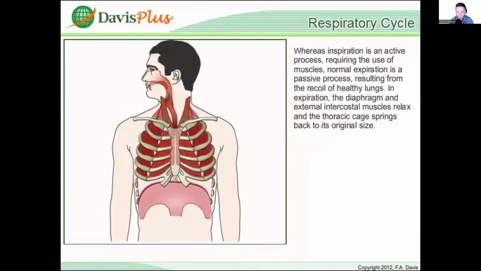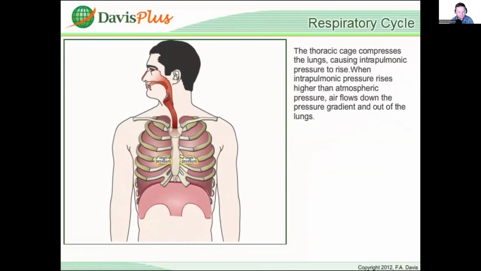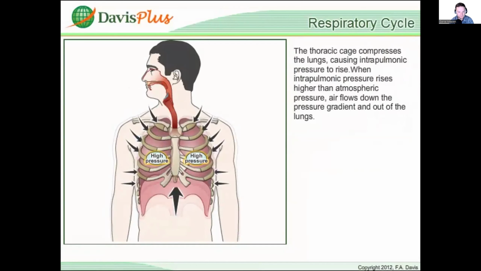Whereas inspiration is an active process requiring the use of muscles, normal expiration is a passive process resulting from the recoil of healthy lungs. In expiration, the diaphragm and external intercostal muscles relax, and the thoracic cage springs back to its original size. The thoracic cage compresses the lungs, causing intrapulmonic pressure to rise. When intrapulmonic pressure rises higher than atmospheric pressure, air flows down the pressure gradient and out of the lungs.